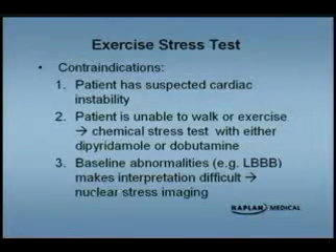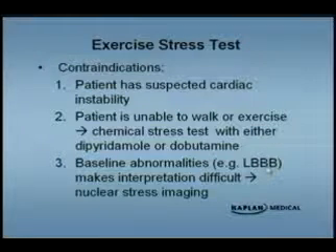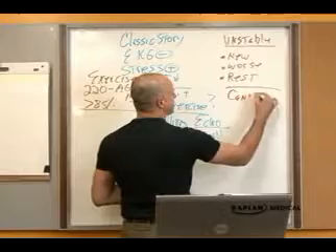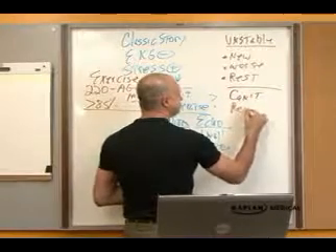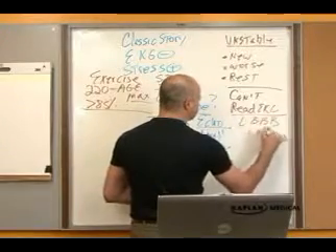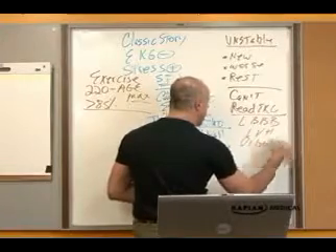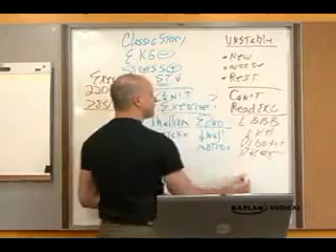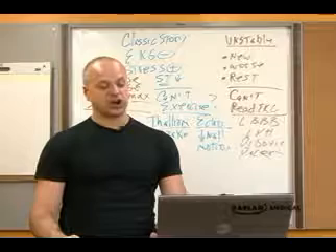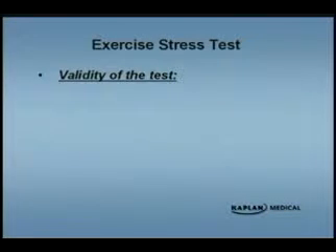If you have a baseline abnormality, a left bundle branch block, left ventricular hypertrophy, digoxin effect, I can't read the EKG. I have a pacemaker in place. If you can't read the EKG, you have to have an alternate way of imaging the heart, and that is to use thallium or echocardiography. The normal stress test is based on one, I can exercise.